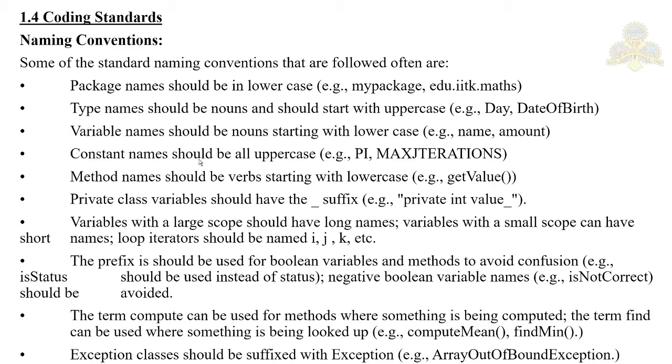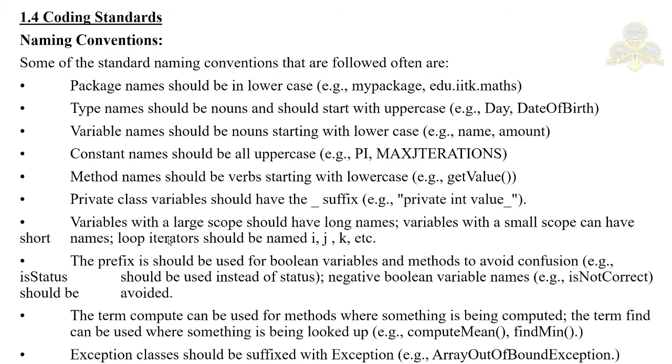Constant names should be all uppercase. Remember, these are all for Java programming. So constants should be in capitals, like PI. Method names should be verbs starting with lowercase, like getValue, setValue. Then private class variables should have an underscore suffix, like private int value_. In some standards it would be a prefix instead.